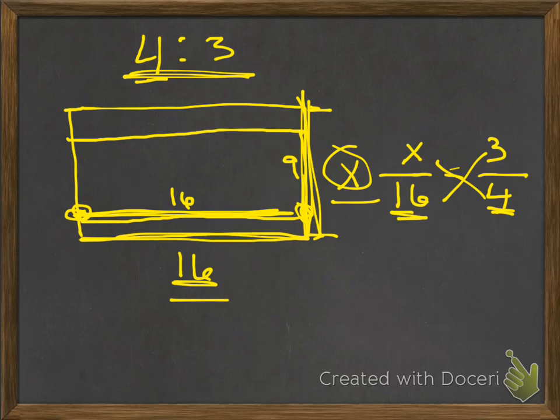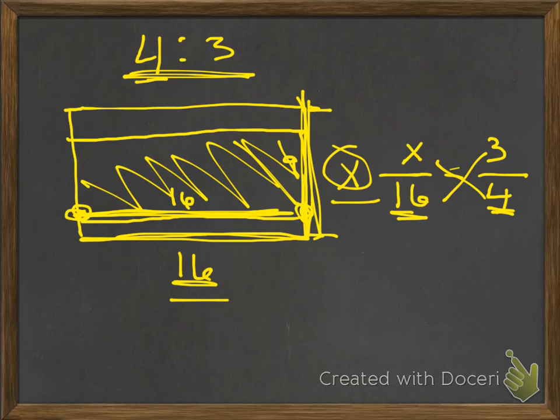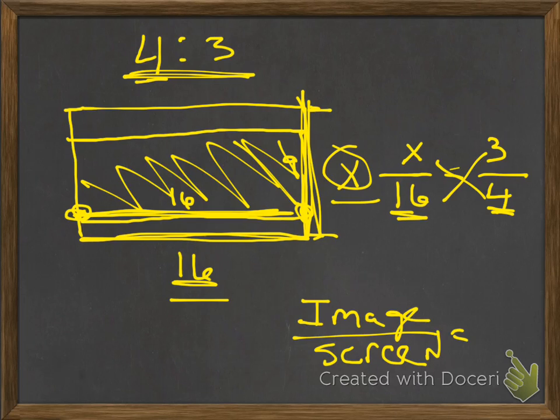And now, if you could find the area of the image and the area of the screen, you could put the image area over the screen area, get a decimal, change it to a percent, and that would tell you what percent the image takes up of the screen.